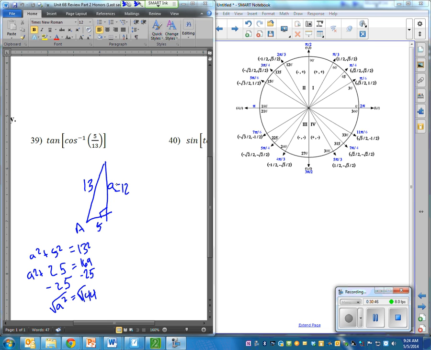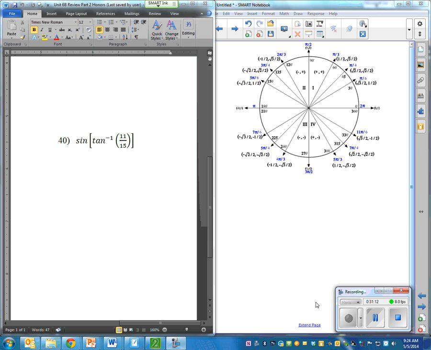Now we're looking for tangent. Tangent is opposite over adjacent, so that's going to give you 12 over, whoops, not 15, I was writing 15, but it's 12 over 5. And that is my ratio. There's my 5. Okay, so 12 over 5 is my answer.